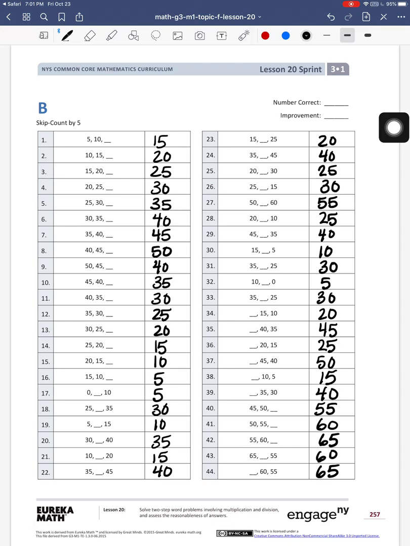Now, do the same for Sprint B. Check your work, press pause. Once you're done, write the number you have correct right here. Then take that number and subtract the number you had from Sprint A and write your rate of improvement here. When you're done, press play and we'll check the rest of our problem set.